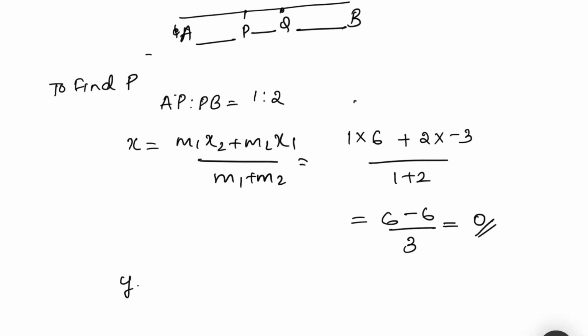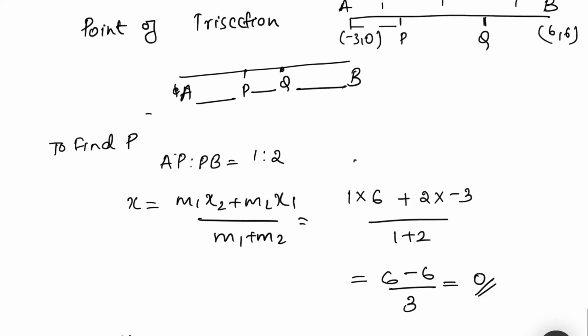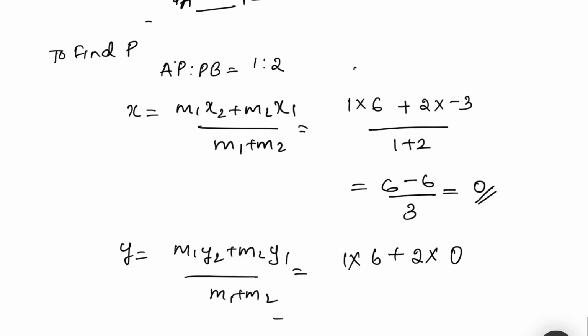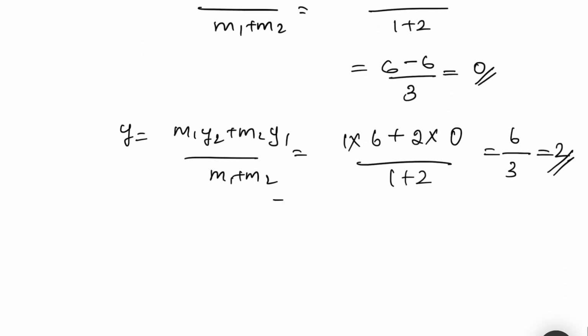Now in order to find y, y is equal to (m1 y2 plus m2 y1) by (m1 plus m2). Similarly, 1 into 6 plus 2 into 0 by 1 plus 2, that is 6 by 3 equal to 2 you will get. So the point P is equal to (0, 2).